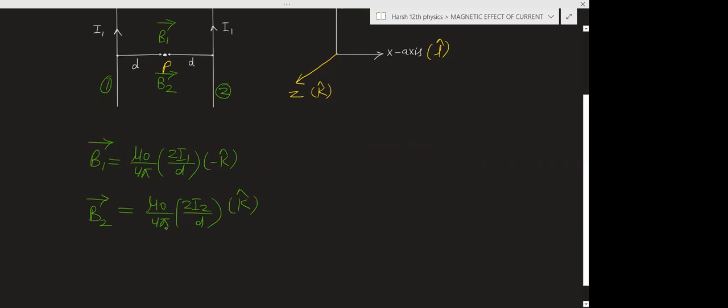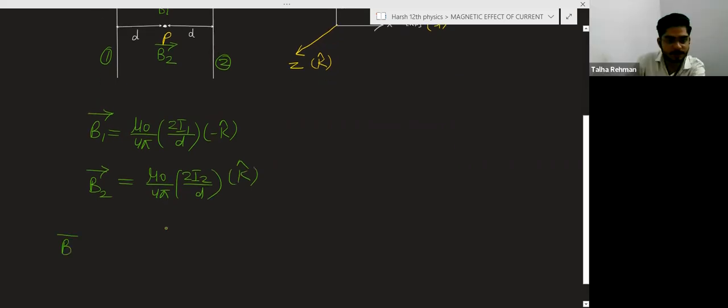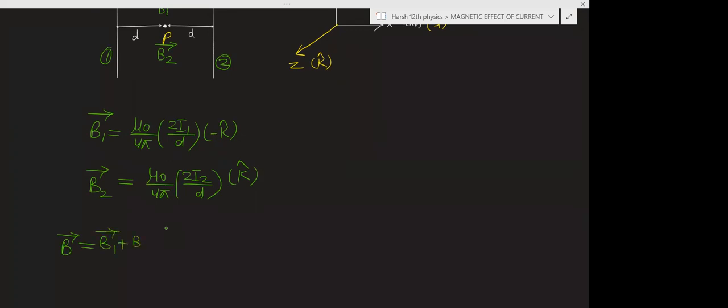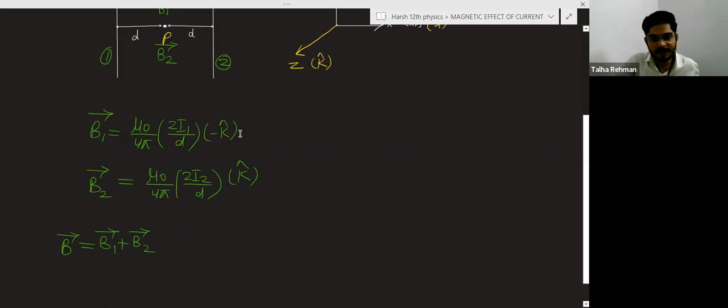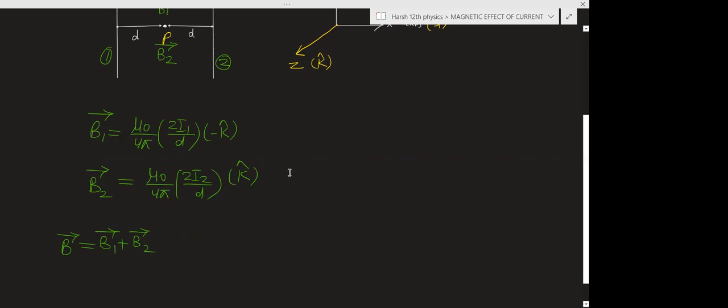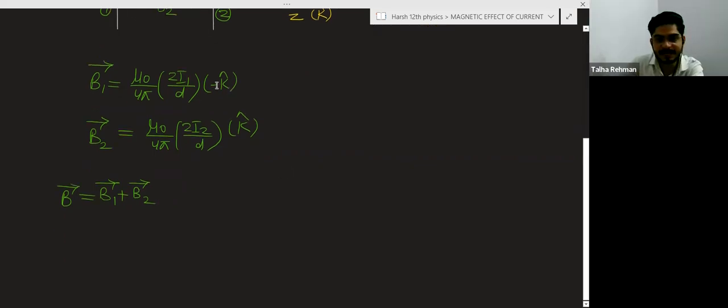And for the net magnetic field at point P, you can add both the vectors, V1 plus V2. You are right, for net we will subtract it because they are in opposite directions. But here, whenever you write the vectors in terms of k cap, then always you will add the vectors. Automatically, the vector subtraction will take place, because the minus sign is already included in k cap.